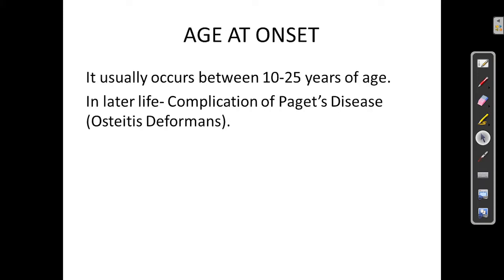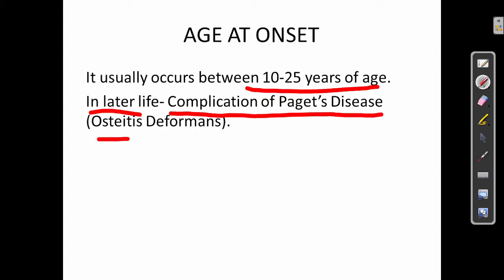What is the age at onset? Age at onset is usually, we do the clinical classification, that is acute and chronic. Acute usually occurs between 10 to 25 years of age, which is usually common, and chronic occurs in later life, which arises as a complication of Paget's disease, known as osteitis deformans.